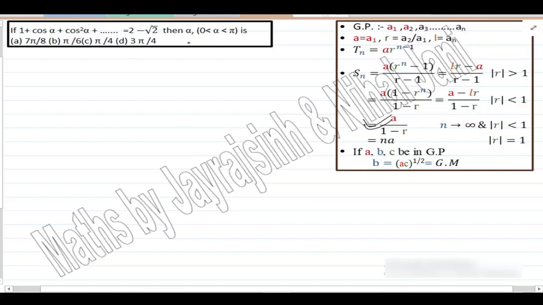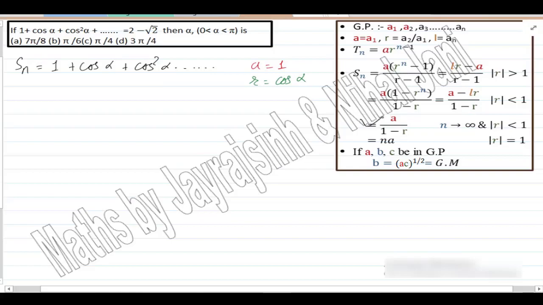Then we have to find the value of alpha, where alpha belongs to 0 to pi. Okay, so first of all, let's write down our series, which is on the left hand side. So our Sn is 1 plus cos alpha plus cos square alpha, which is in GP, with first term equal to 1 and common ratio cos alpha upon 1, or we can say cos alpha.